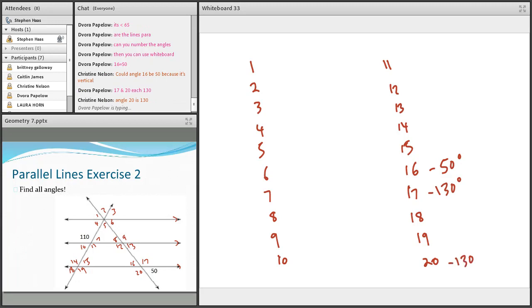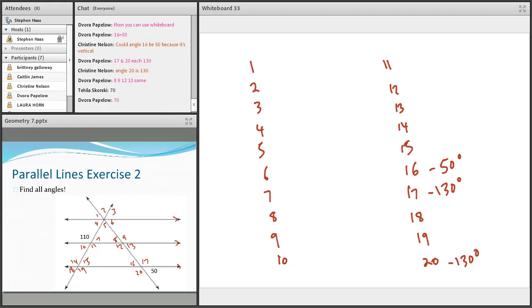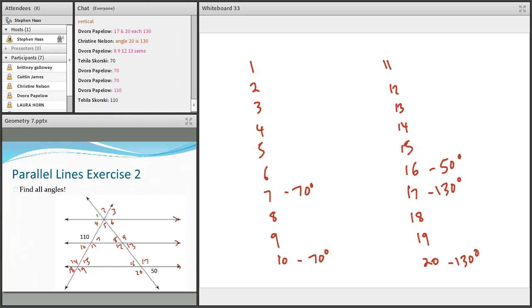Now, at this point we can't really get 14, 15, 18, and 19 yet, although we can get them from the 110, really. Okay, actually we can. So let's fill out the ones with the 110s. How about the one next to 110? Angle number 7 is what? Angle number 7 is 70 degrees. That's right, because it's a linear pair with the 110. Angle 10 is also 70, either because it's supplementary with the 110 or because it's vertical to 7. And angle 11, of course, is 110.